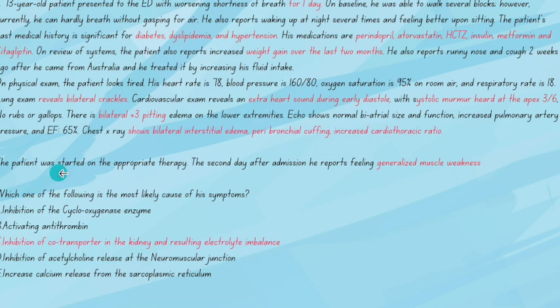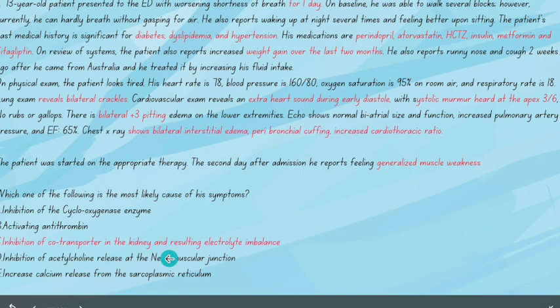So when you give Lasix, Lasix works on the kidneys and inhibits a co-transporter, so it inhibits the sodium-potassium-chloride channel, and this can lead to hypokalemia. One of the symptoms of hypokalemia is generalized muscle weakness. So that's why inhibition of the co-transporter in the kidney is the right answer.